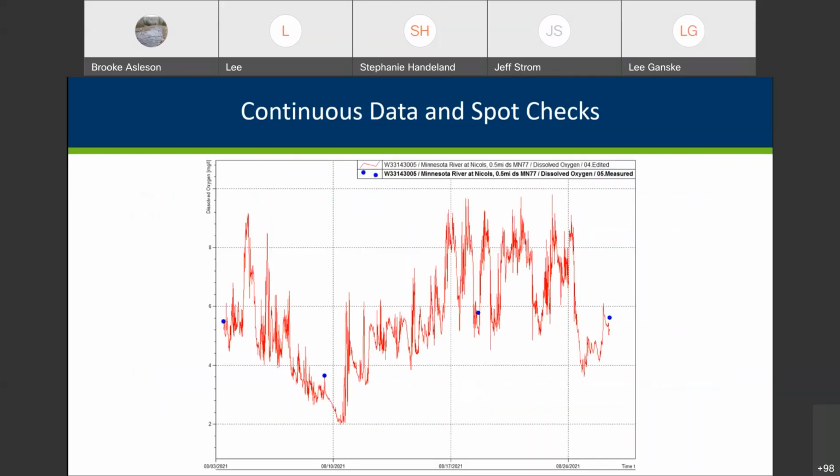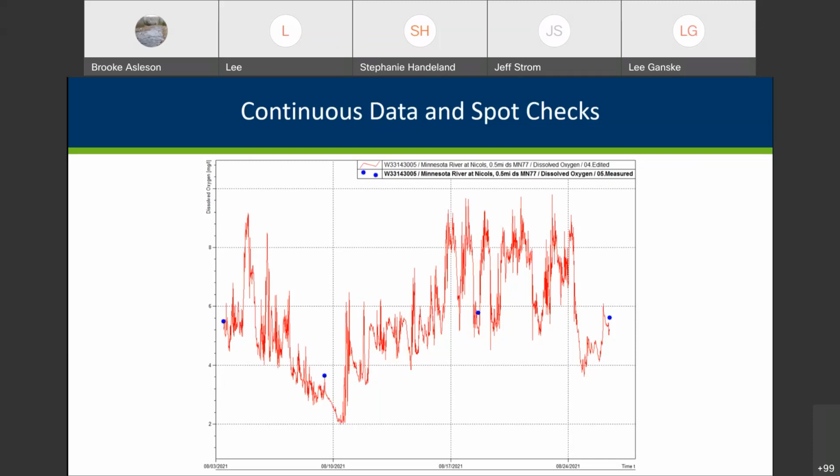So what we get from a sonde is a continuous data set. These sondes were set to take a measurement about every 15 seconds, 24 hours a day for the duration of the deployment. So there's a lot of data processing and calibration that needs to go into effect to finalize these continuous data sets.